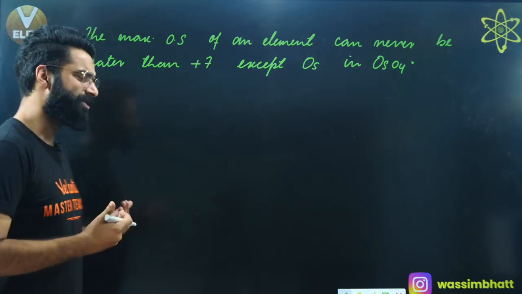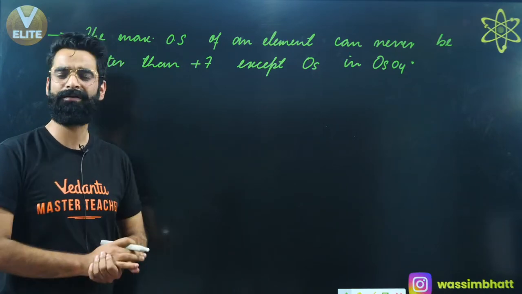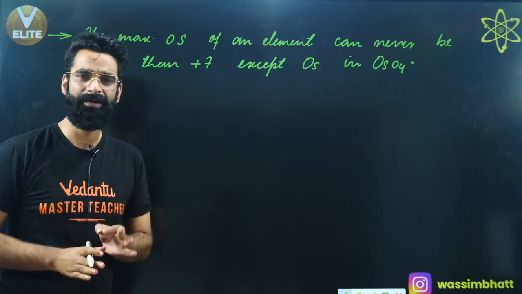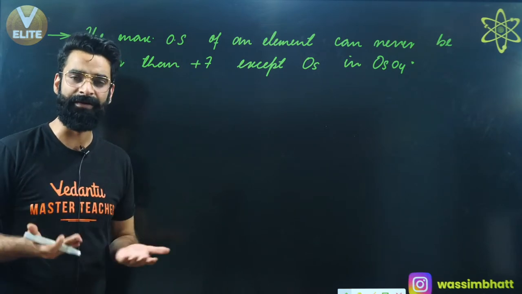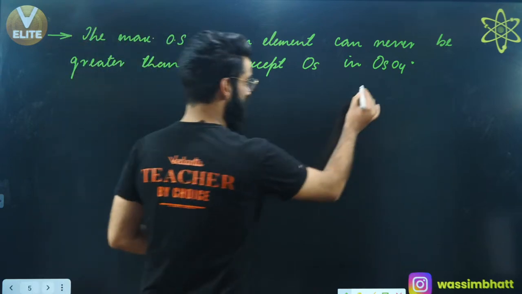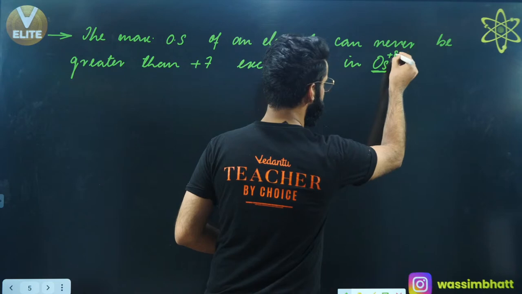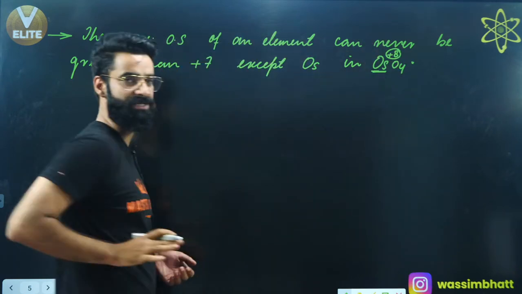In the last session, I told you how we calculate oxidation state by that simple formula. Now, we will remember, the maximum oxidation state of an element can never be greater than plus 7. There's an exception, that is osmium. Osmium in OsO4 shows the oxidation state of plus 8. Do remember this as well.